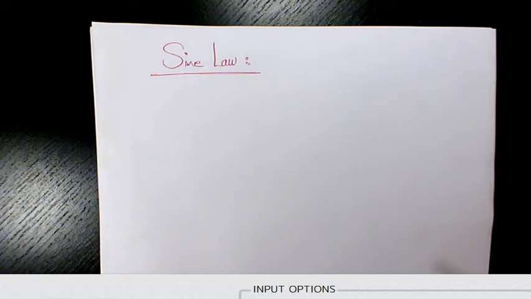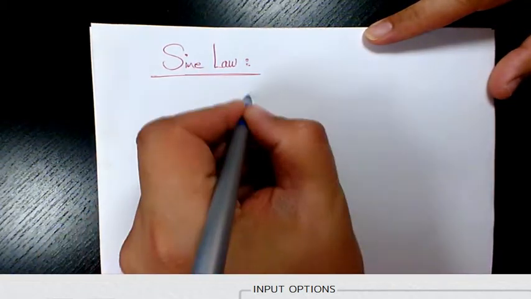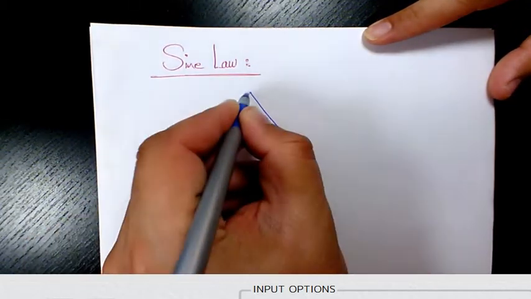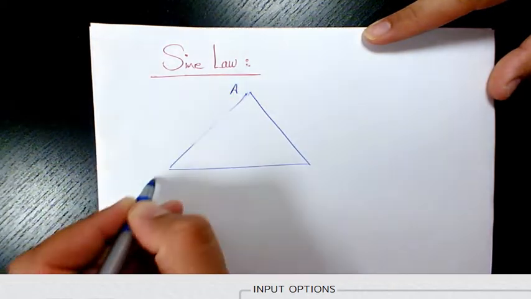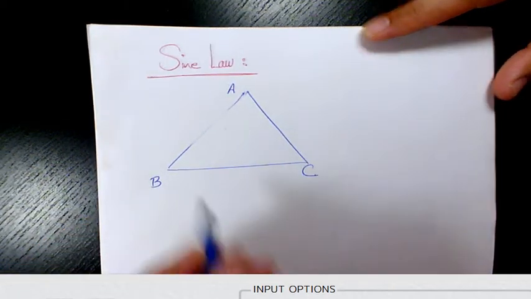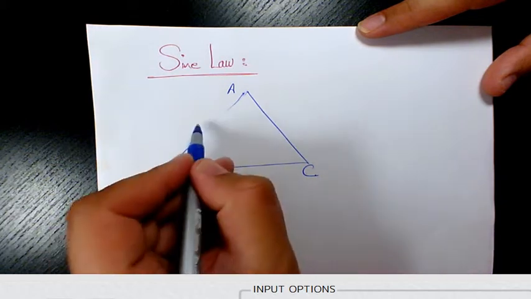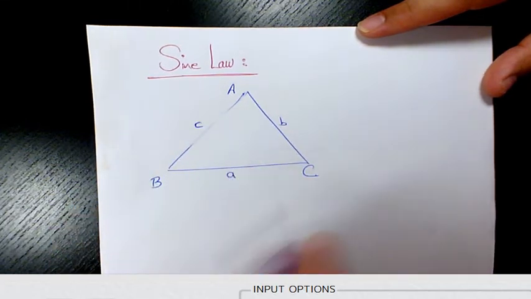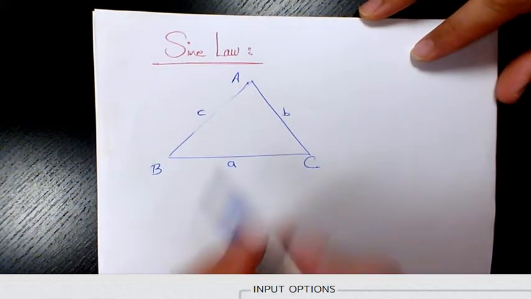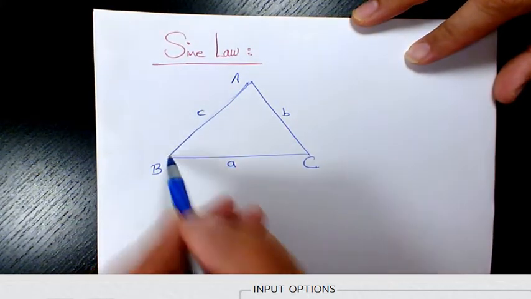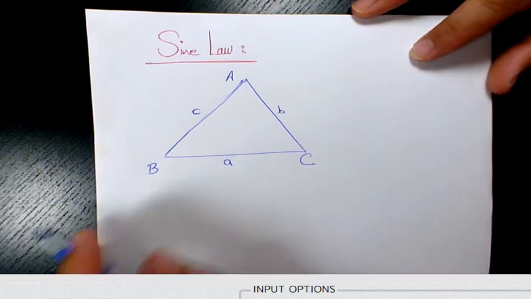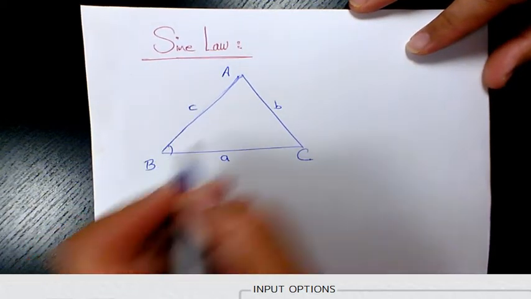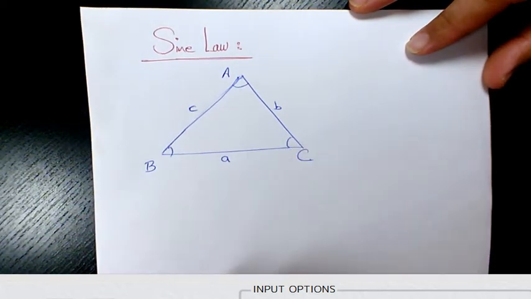Welcome to another video. In this video I want to talk about sine law. Whenever we have a triangle ABC and the lengths of the sides opposite the angles are lowercase c, lowercase b and lowercase a, we can use sine law in order to find out the missing angle or the missing length. So these are angles B, A and C.